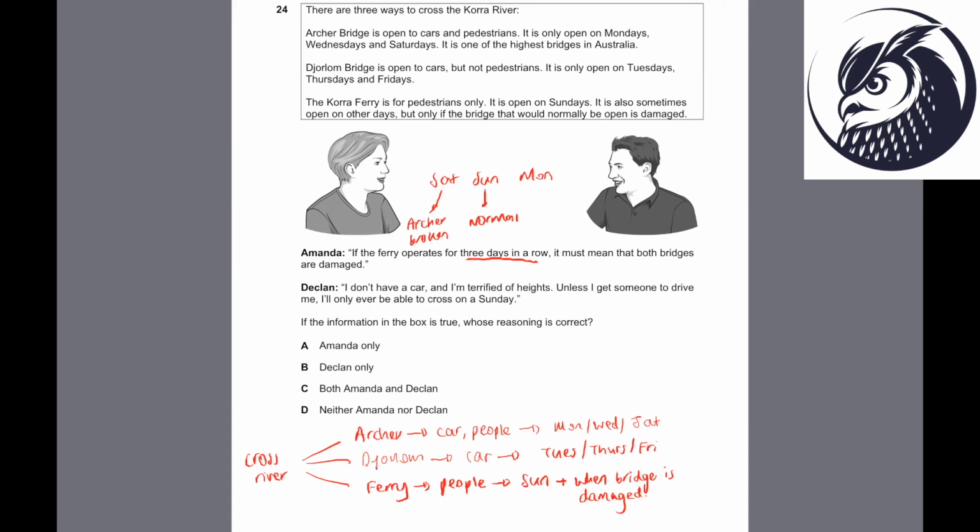And then what about Monday? Again, on Monday, the bridge that's normally open is Archer. So if the ferry is now operating on Monday when the Archer Bridge is normally supposed to be open, that means the Archer Bridge must have been broken as well on Monday. So in this particular example, you can see that the ferry is operating for 3 days in a row and only the Archer Bridge was broken. And so therefore, Amanda's statement is incorrect. We found a scenario that actually contradicts her statement.